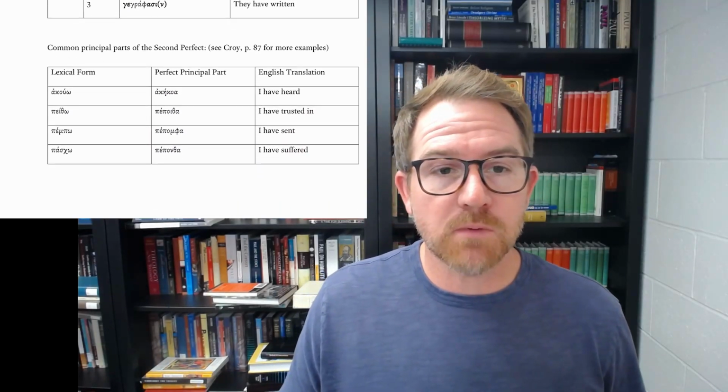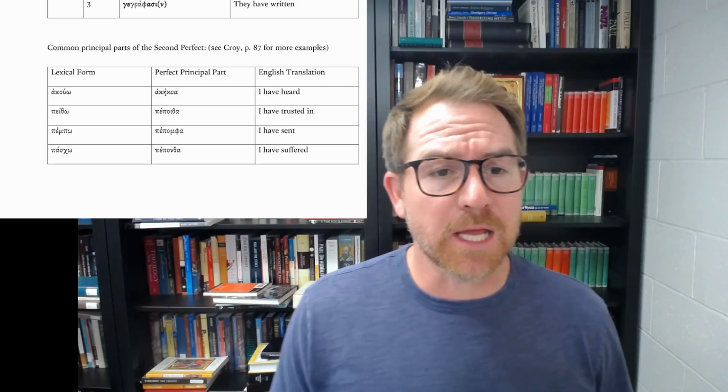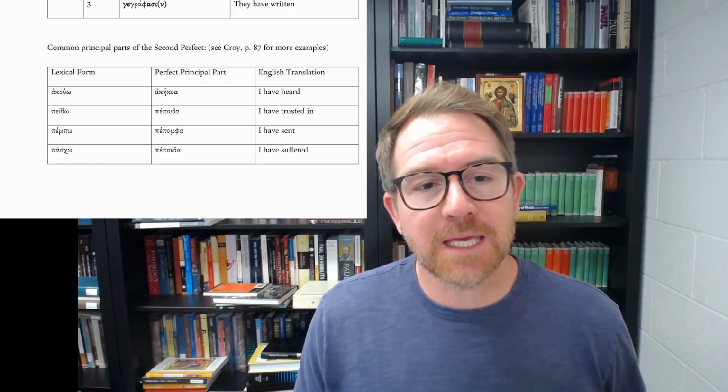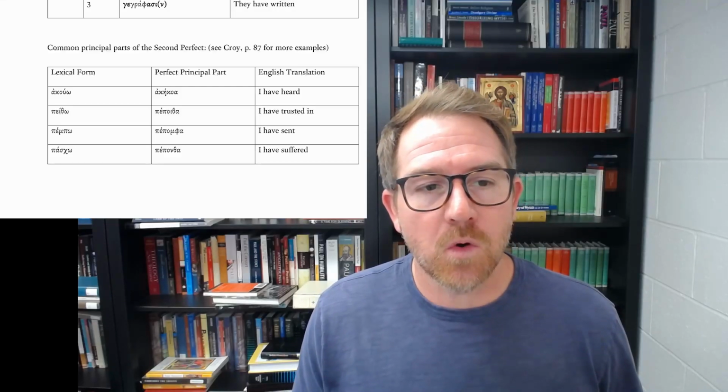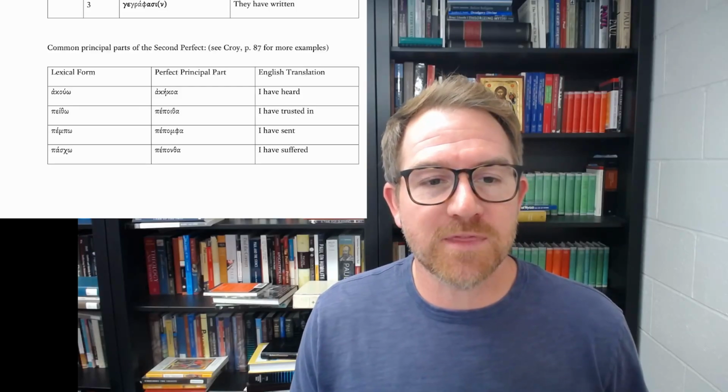Other common principal parts of the second perfect: Clayton Croy gives more examples on page 87, but akouo becomes akekoa, or peitho, I persuade, or I've trusted in, becomes pepoitha.